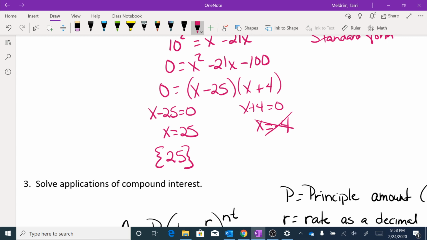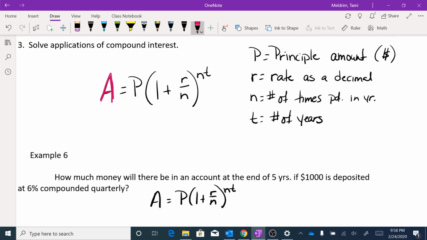It's the principal amount. R is your rate as a decimal. Make sure you change it to a decimal. N is the number of times you're paid in a year. So, if you are paid annually, how many times are you paid? Just one time. If you are paid semi-annually, how many times are you paid? You are paid twice. These are numbers for N.